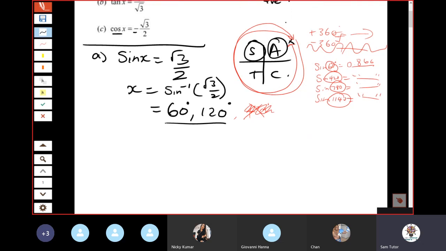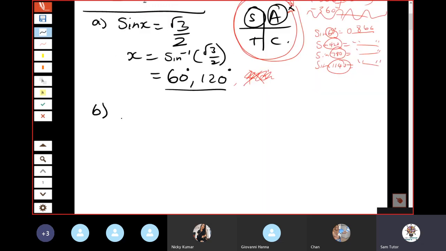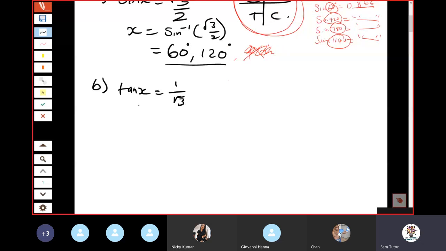Let's do B. B, tan x equals 1 on root 3. I guess we should do it one by one. Let's start with Aiden. Aiden, let's start with the first one. Tan x equals 1 on root 3. First line, what are you going to do? x equals inverse tan 1 over root 3.